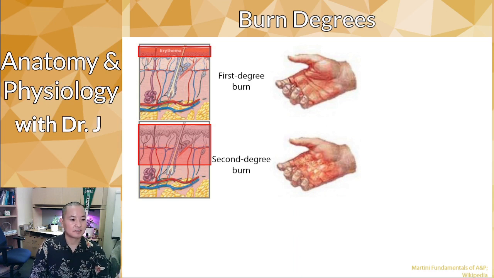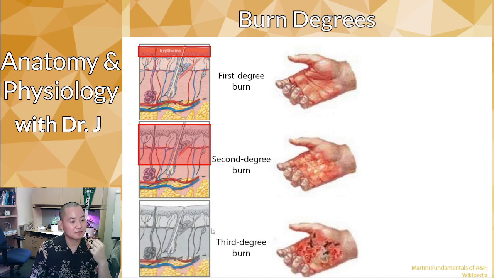But with second degree burns, notice that we have a nerve ending over here. Most of the nerve endings you see are just below the epidermis, or they're contained within the dermis. So this is why second degree burns tend to be very painful, because you have all these nerve endings at either the border of the epidermis and dermis, or contained within the dermis. You're affecting more nerve endings, so they tend to be more painful than first degree burns.